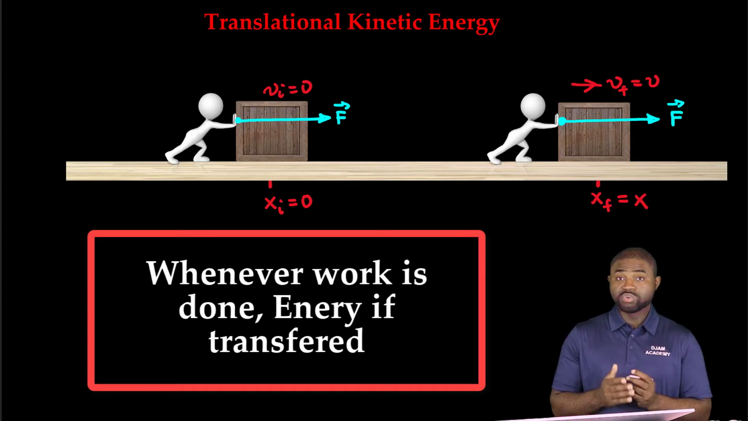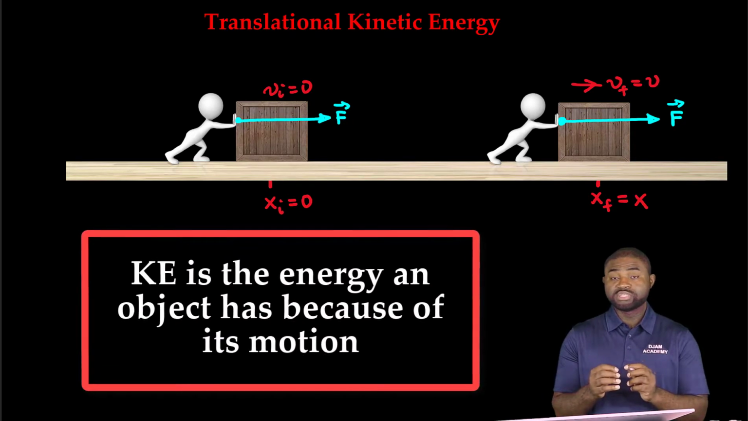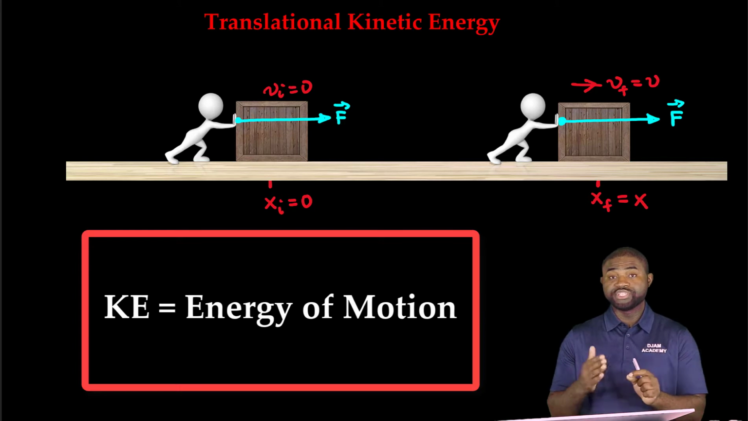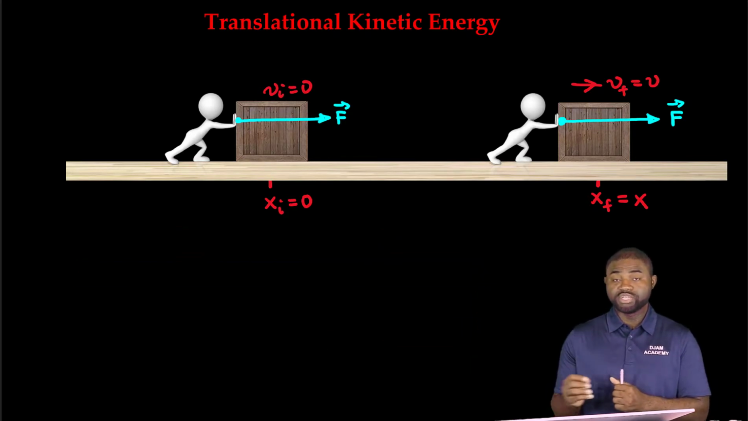But the question is, what is translational kinetic energy? In general, kinetic energy is simply the energy an object has because it is moving. That explains why we call kinetic energy the energy of motion. As long as your position is changing, you have kinetic energy. So the question is, how can we define kinetic energy in a way that we can actually measure it and calculate it in the classroom?